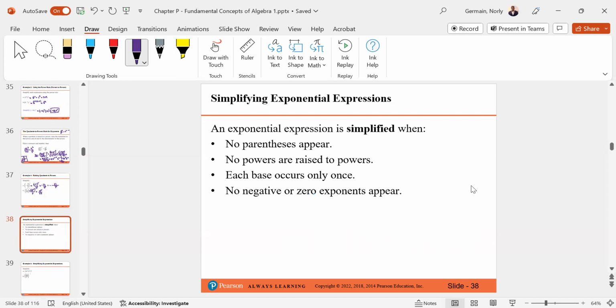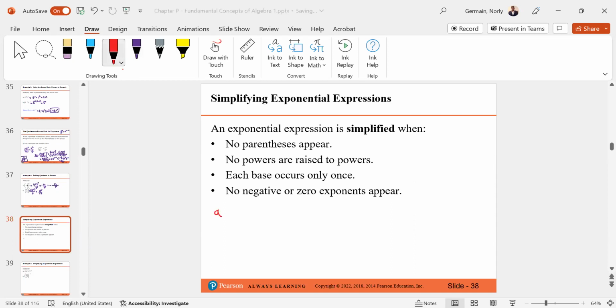So properties of exponents are used to simplify exponential expressions. An exponential expression is simplified when no parentheses appear, no powers are raised to powers, each base occurs only once, and no negative or zero exponents appear. So if you see all of this, then you say, well, that's true. Remember, we covered all those types of exponents.